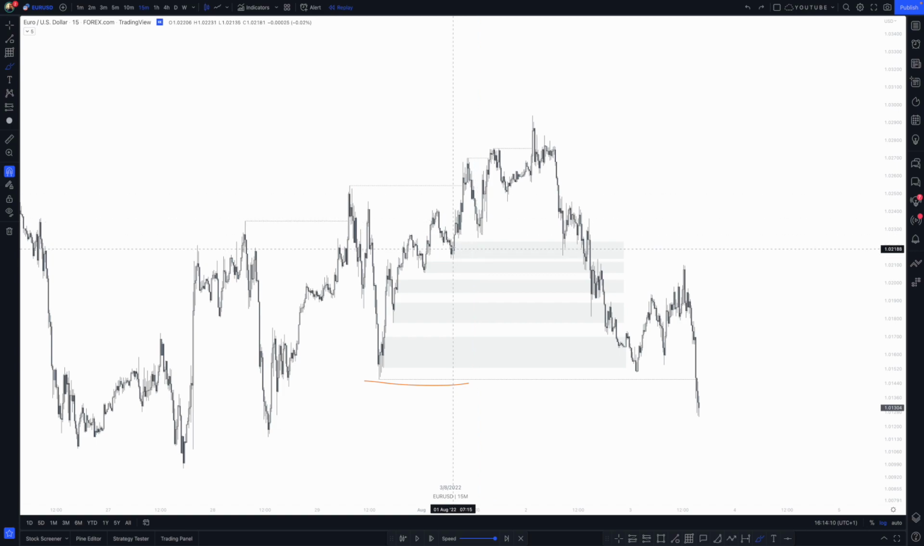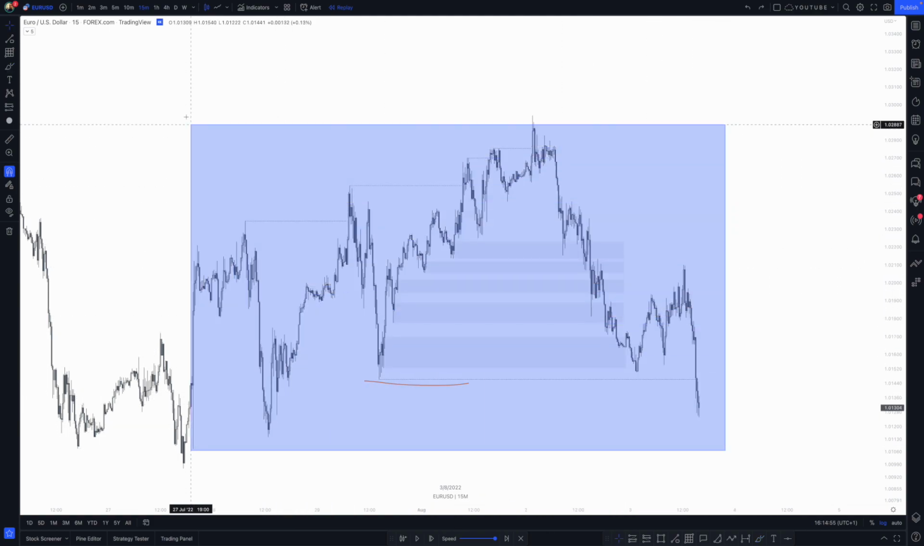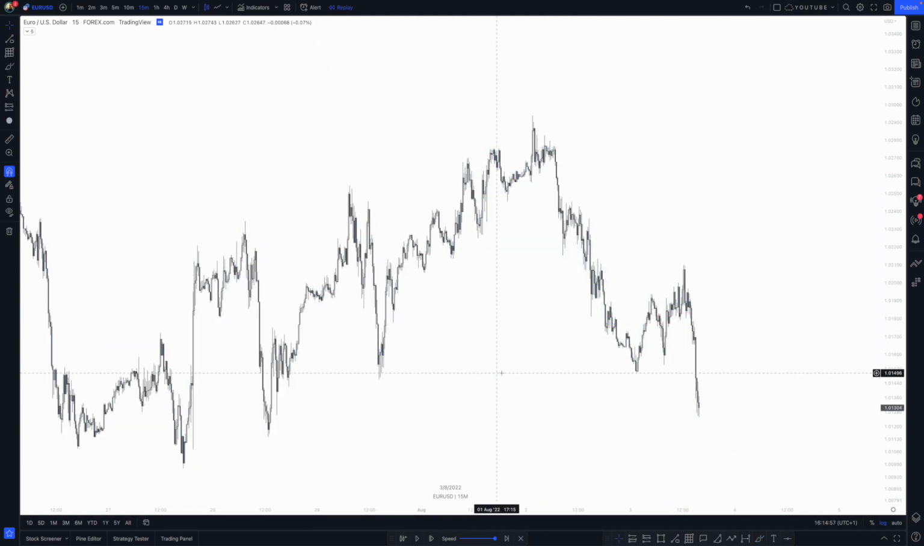Obviously, this demand zone here is unmitigated. This demand zone here is unmitigated, and so are these. So the 15-minute time frame does hold some weight, and when there are unmitigated zones like this, you can expect a reaction from these zones right here. So that's just a little explanation of when I keep my supply and demand zones on my chart.